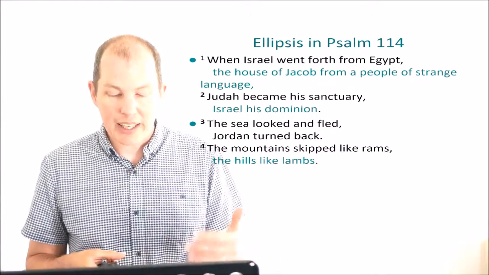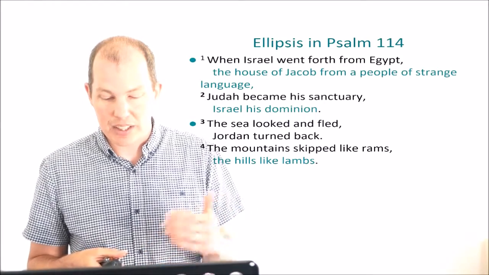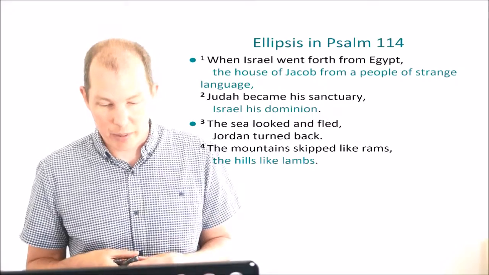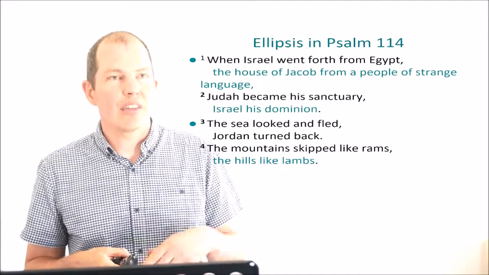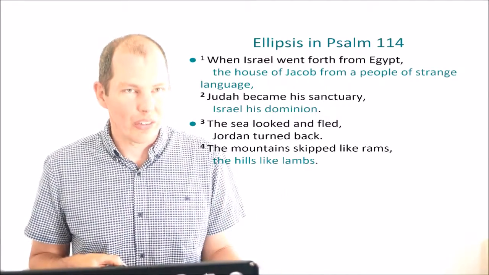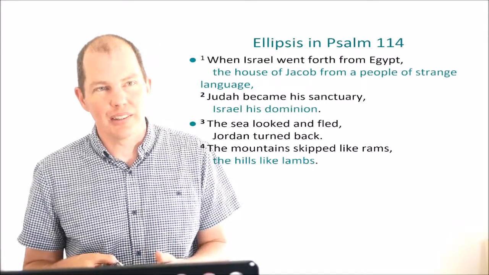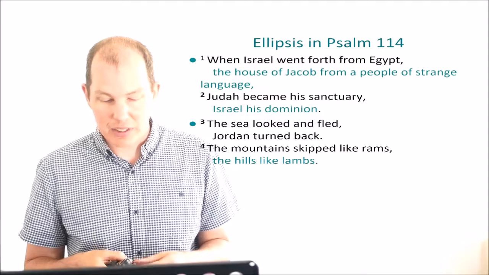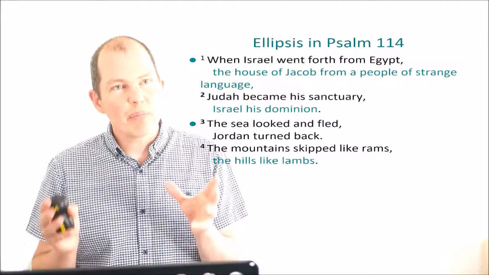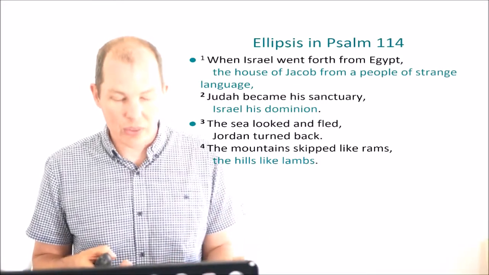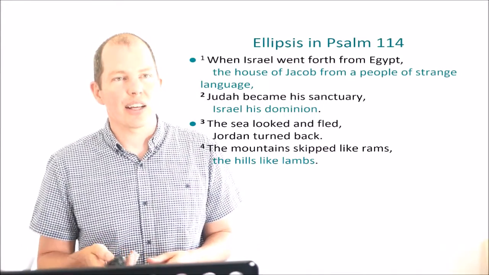The hearer is presumably expected to enrich the ellipsis in each line with the verb from the previous line, or at least some similar verb. That is, to understand that the house of Jacob went forth from a people of strange language, that Israel became his dominion, and that the hills skipped like lambs. Here it's the immediate literary context that gives the hearer sufficient clues to enrich these sentences correctly.